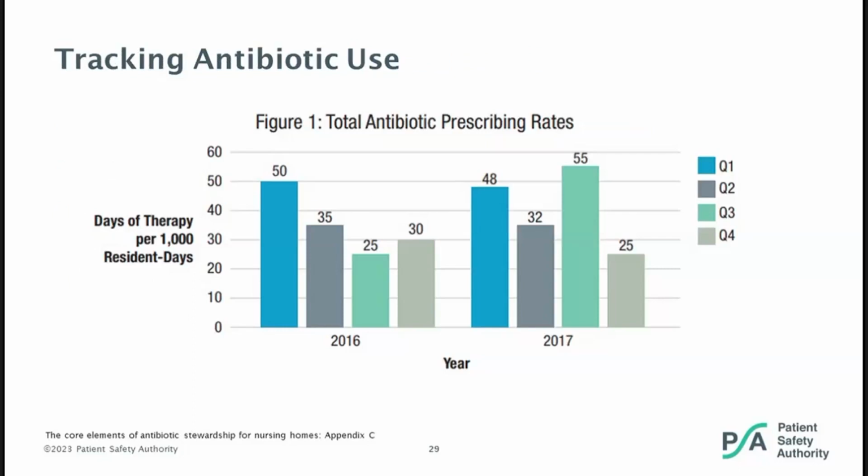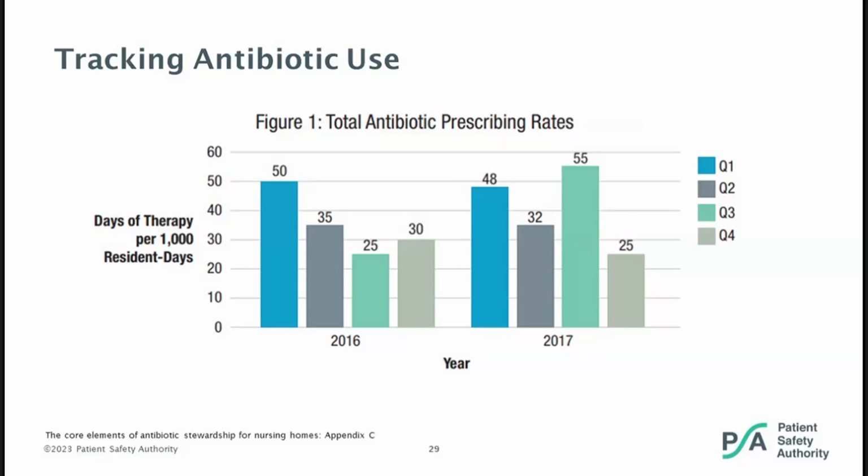This bar chart is showing 2 years worth of DOT data per 1,000 resident days. Each year is separated into 4 quarters. Examining this figure, you'll notice the increased antibiotic prescribing rates in Q3 of 2017. This is more than twice the rate as the same time in 2016. So this would be an opportunity for the facility to determine what exactly was going on in Q3 of 2017 that we're seeing these increased rates.